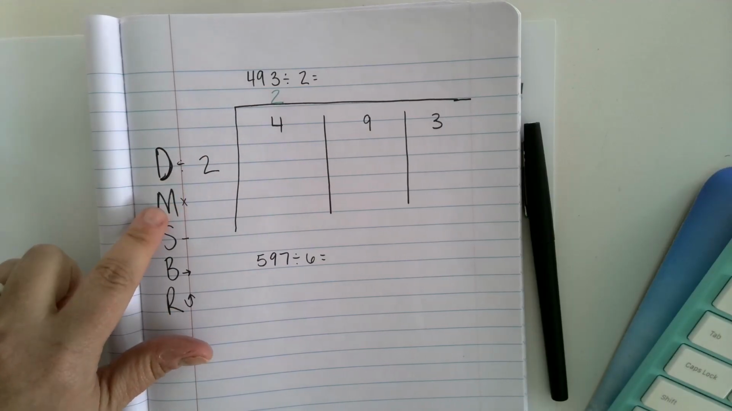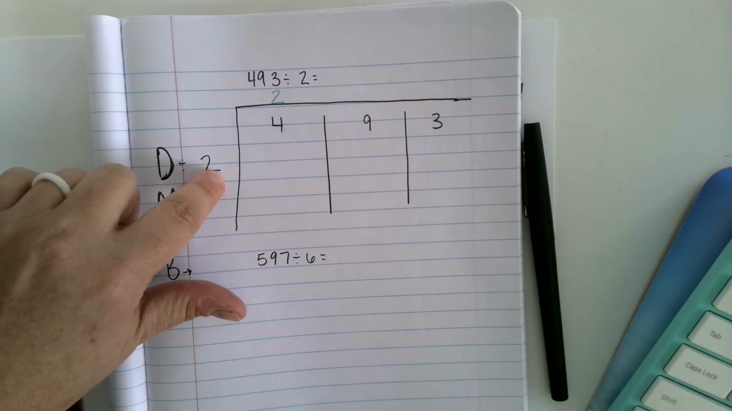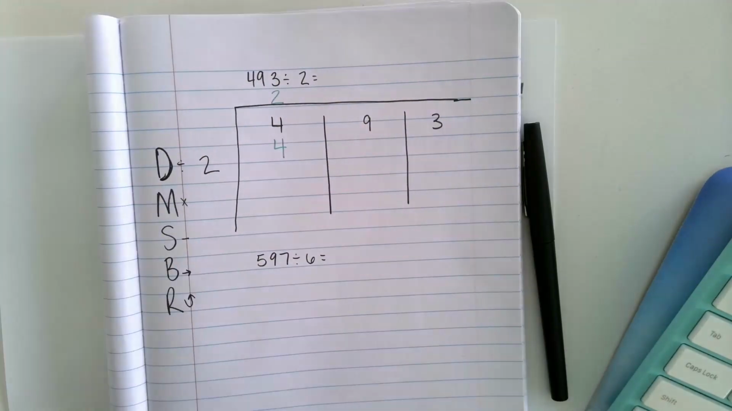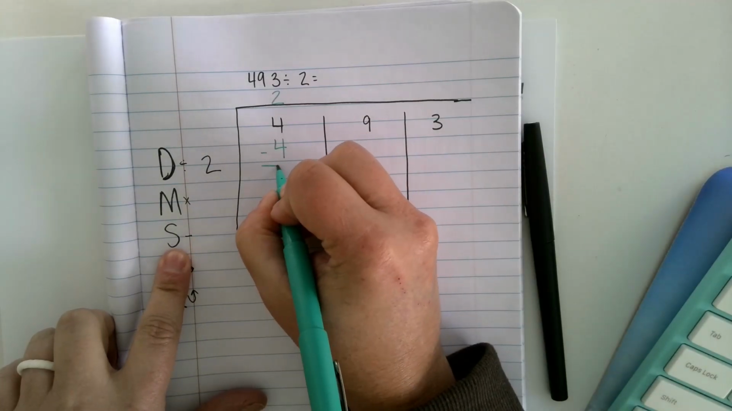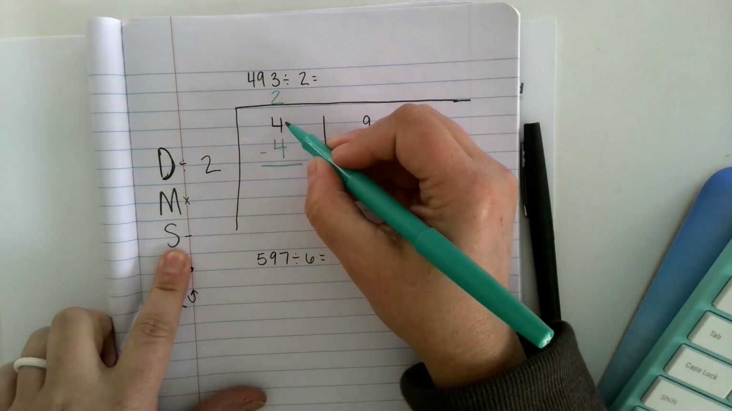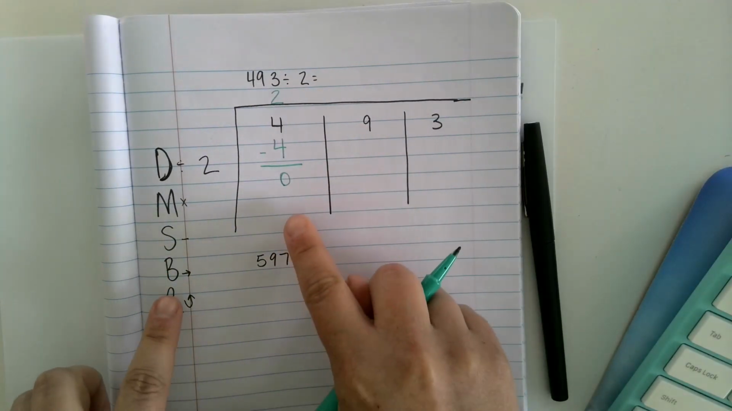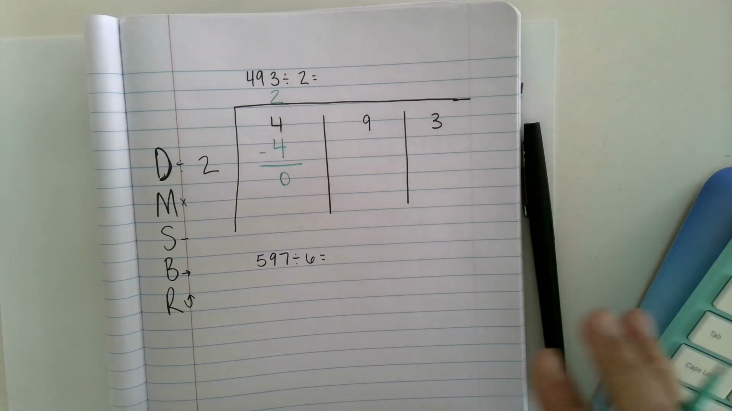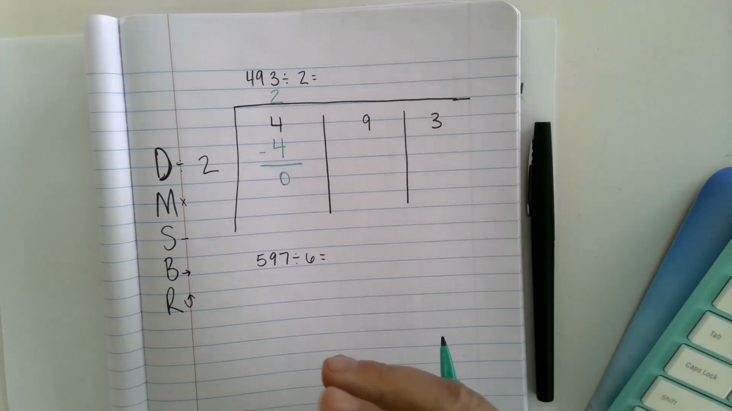2 times 2, that's my multiply step. I multiply what I just wrote times the divisor. 2 times 2 is 4. My next step is to subtract. So I'm going to subtract. 4 minus 4 is 0. Now when I say 0, I have nothing to bring over, right? There's no leftovers. There's nothing to bring over to the next column. So I don't have to worry about that step.